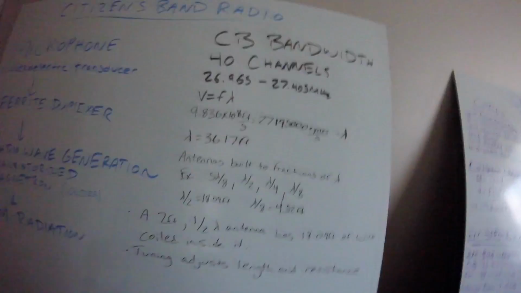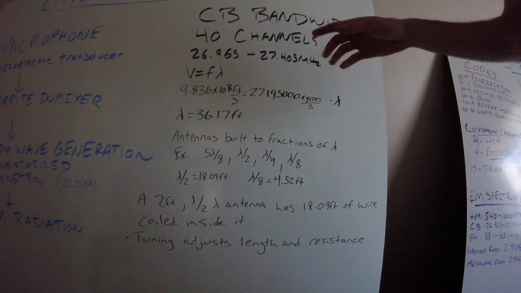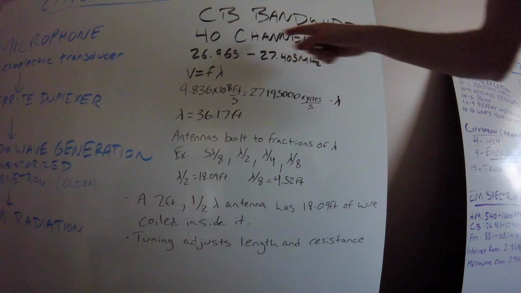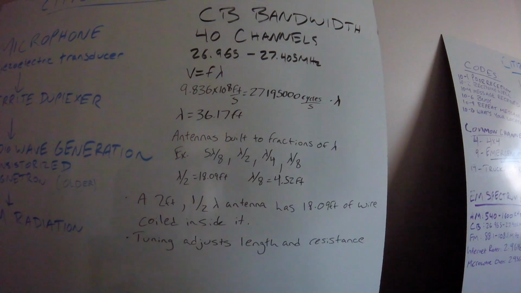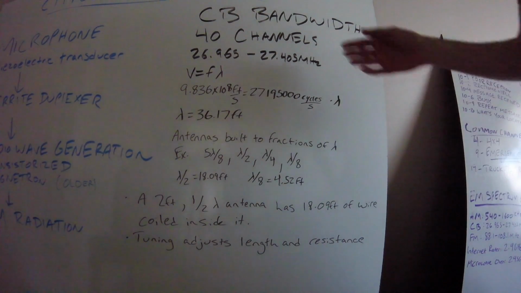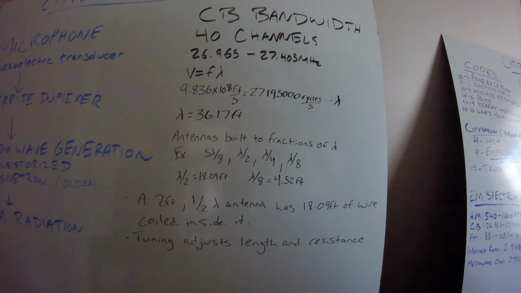So moving on, a CB radio has a bandwidth of 40 channels. Well, sorry, the bandwidth is 26.965 to 27.405 megahertz, and there are 40 channels within that range.